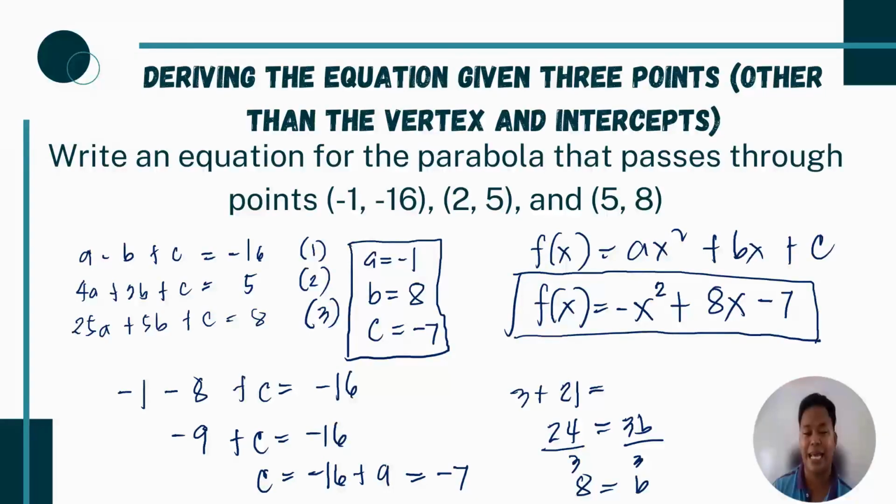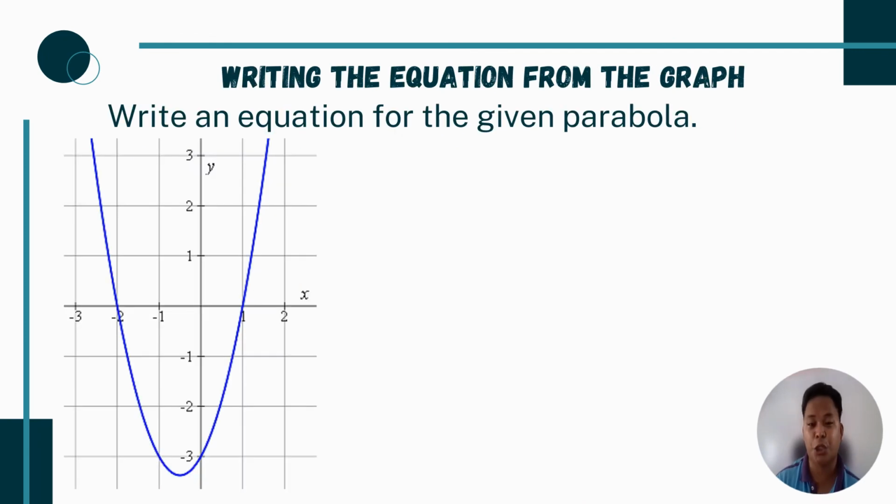Given the points, negative 1, negative 6, 2, 5, and 5, 8. We are to write the equation given the graph. So, meron po tayong ditong parabola, and we're going to identify the points where the graph passes po. So, in this parabola, we have the X-intercepts. So, dito po yung ating X-intercepts or the zeros of the quadratic function. We have also the Y-intercept.